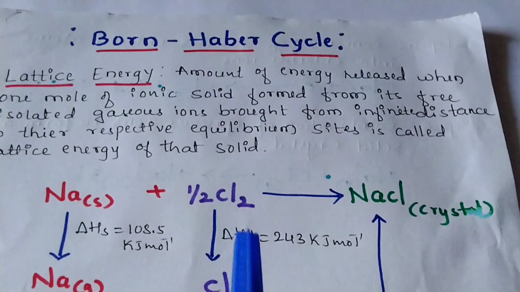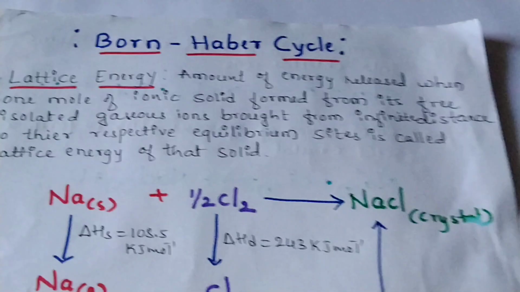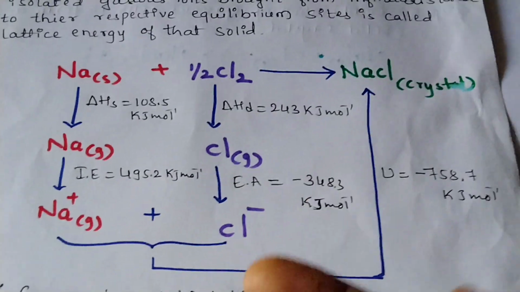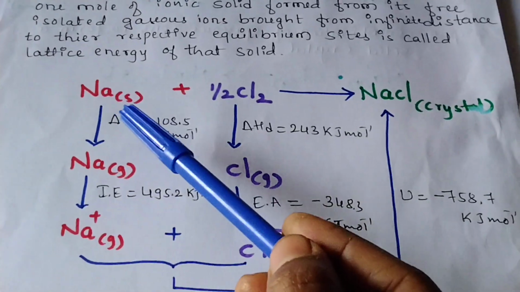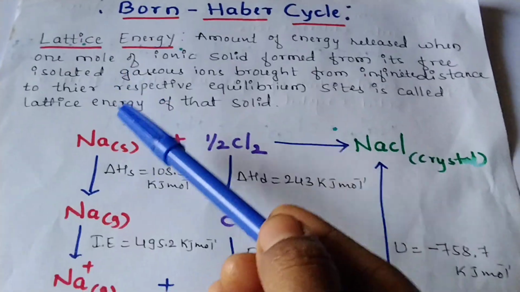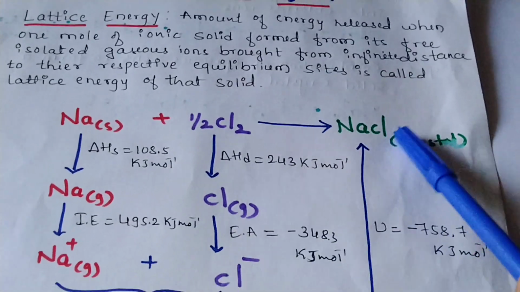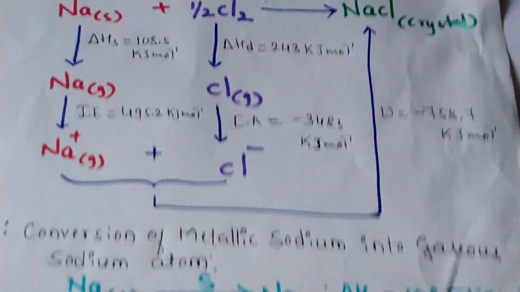We can easily calculate this with the help of the Born-Haber cycle. The Born-Haber cycle involves 5 steps, so here we have some conversions. The Born-Haber cycle can be explained by taking the example of the NaCl crystal. Here it involves the 5 steps.